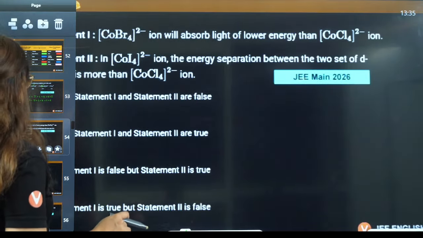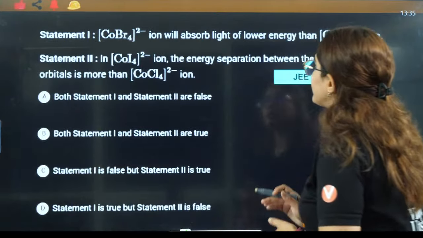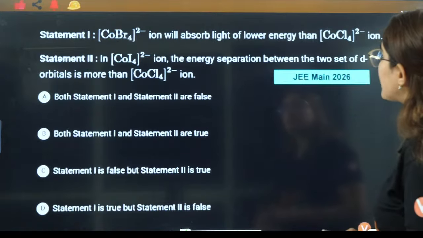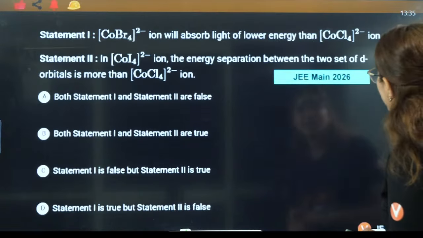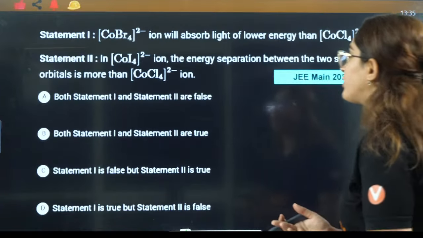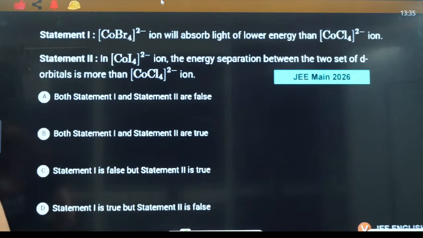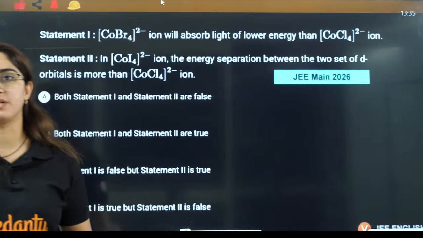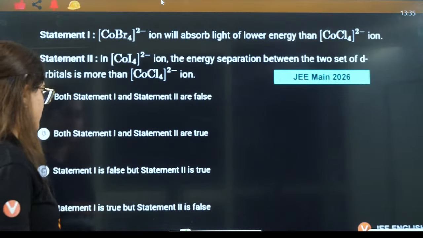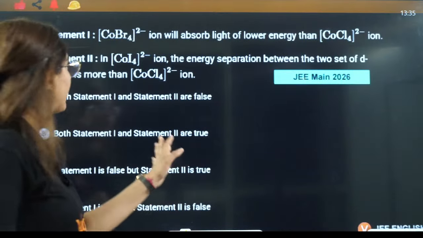Next, students, a statement is given to you. They are saying this will absorb light of lower energy than this. The energy separation between two sets of d orbitals is more than this. Now I think you can easily answer this question. It's not a tough question at all. Again in 2026 January attempt, they have asked this question.